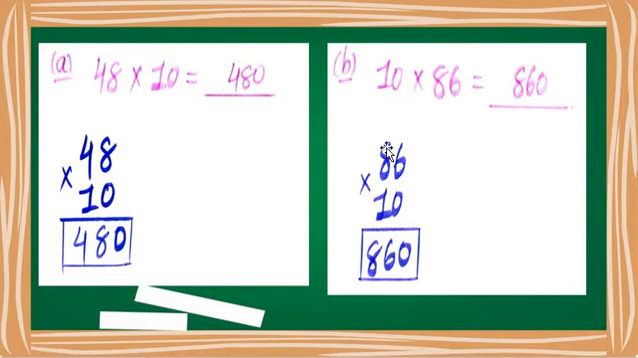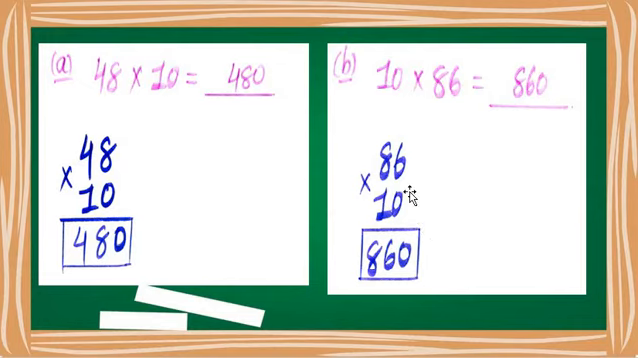Always we write the bigger digit on top and the smaller digit at the bottom. So is 10 bigger or 86 bigger? Obviously, all students, 86 is bigger than 10. So what to do? 86 multiplied by 10. I hope you all remember a point: a step in the multiplication method means multiply method.